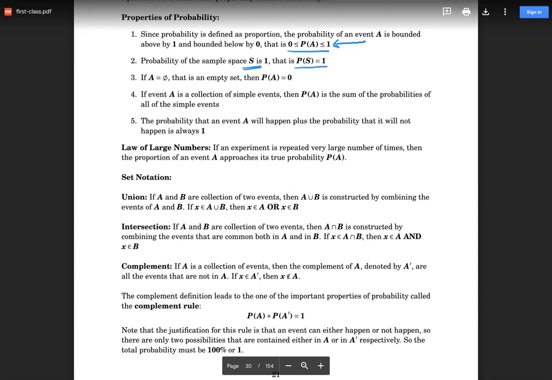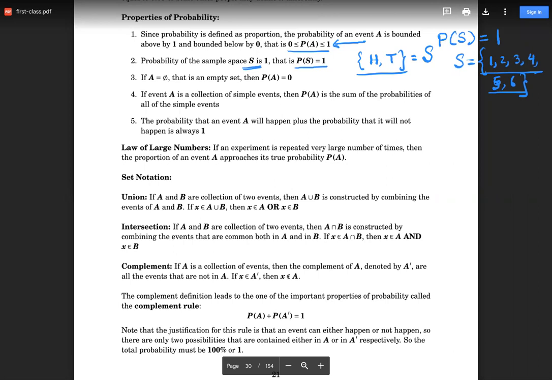Easy way to remember, think of heads or tails, right? That's your sample space for tossing a coin, or the sample space for rolling a die is 1, 2, 3, 4, 5, or 6, right? So if you toss a coin, you must have one of these outcomes. If you roll a die, you must have one of these outcomes. There are no other possibilities. So the probability of the sample space must be 1 or 100%.